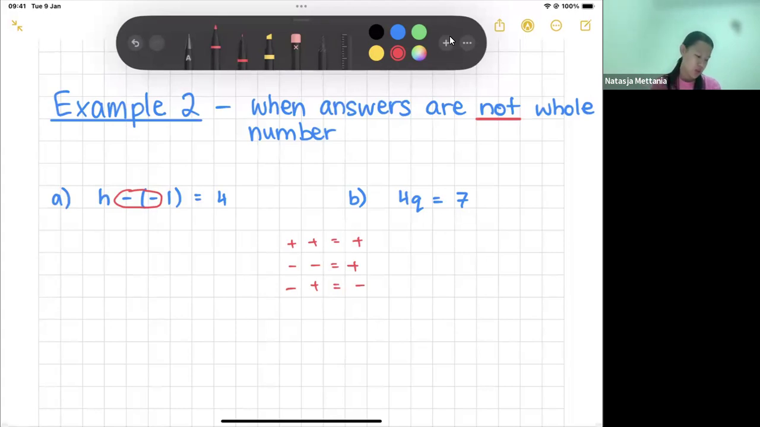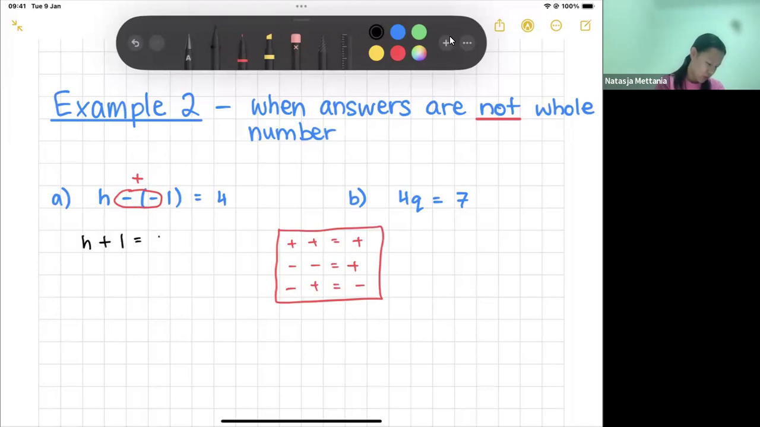So I've got 2 negatives, and by using this rule right here, which is something that we learned in year 7, that means I can change this to a plus. I'm going to rewrite the equation: h plus 1 equals 4. If I want h to be by itself, what do I need to get rid of? That plus 1. To get rid of that plus 1, I need to do the opposite. The opposite of plus 1 is minus 1.